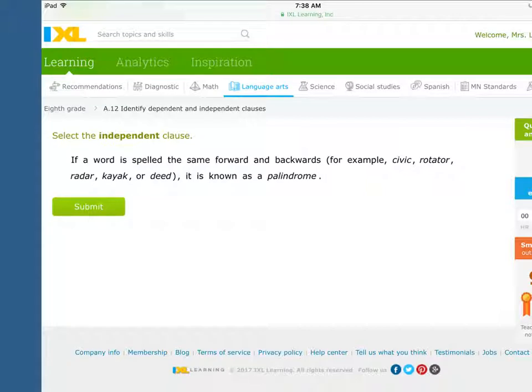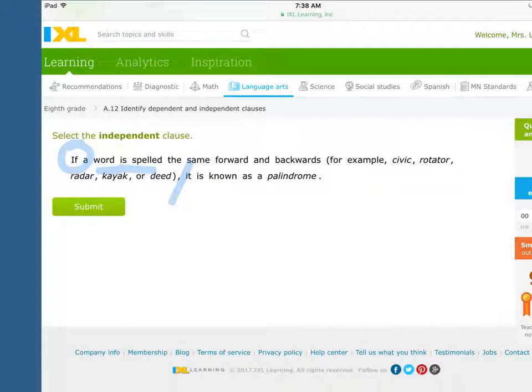Now, always make sure you watch the prompt. We're looking for the independent clause here. If a word is spelled the same forwards and backwards, for example, civic, rotator, radar, kayak, or deed, it is known as a palindrome. So as I read, I kind of marked where I thought the clauses split, and I'm going to check each one. First one, if a word is spelled the same forwards and backwards, is a verb, word is my subject, but this word at the beginning, that's an AWUBIS word. That's going to make that first one dependent.